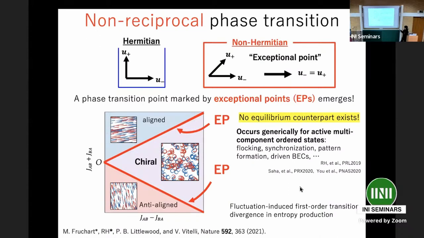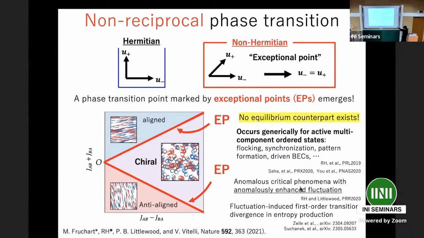Therefore, it occurs in very general active multi-component order systems like flocking, synchronization, pattern formation, and driven-dissipative condensates, which is actually the first example where we found this type of transition. What's interesting is that because of this exceptional point feature, it gives rise to anomalously enhanced fluctuations associated with anomalous critical phenomena. Because of this, recently people have shown, including Sarah and Thomas in the audience, that fluctuations can induce a first-order transition or some divergence of entropy production in the low noise limit.